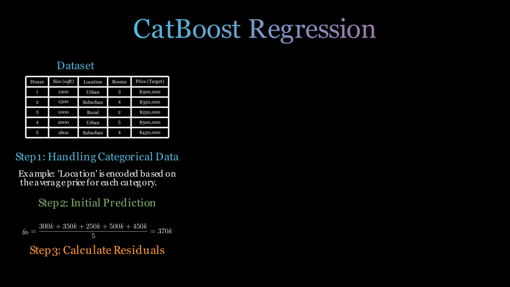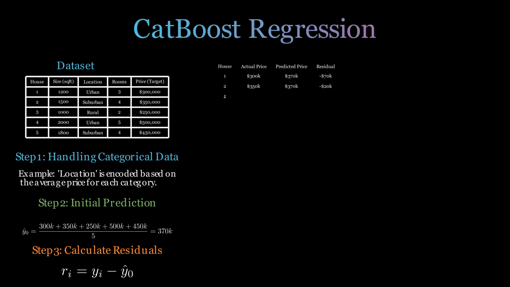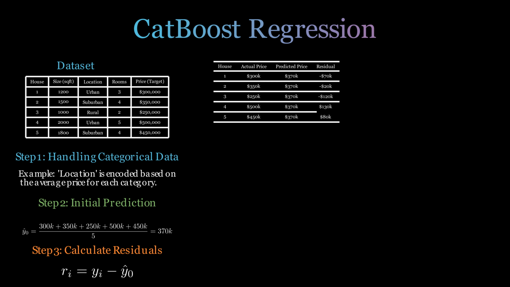Next, we calculate the residuals, which are the differences between the actual prices and the initial predictions. Here are the residuals for each house. For example, house 1 has a residual of -$70K, meaning the initial prediction was $70,000 higher than the actual price.